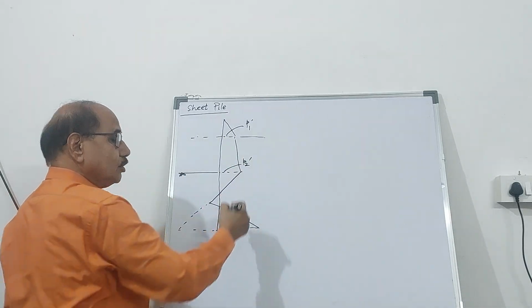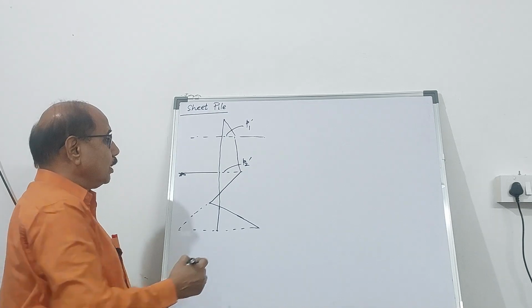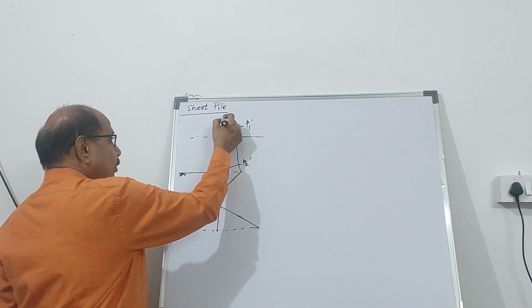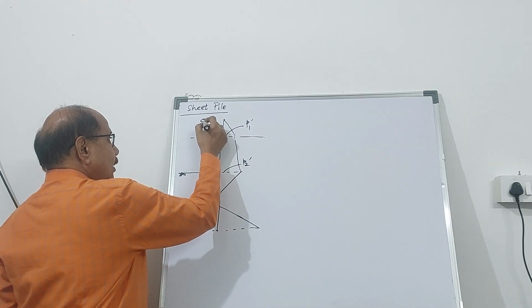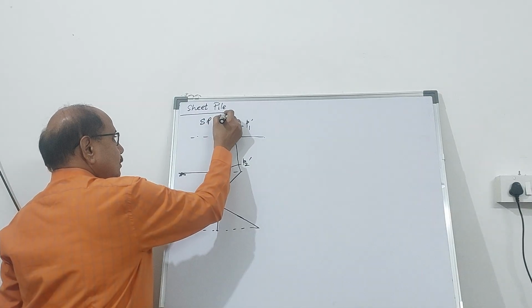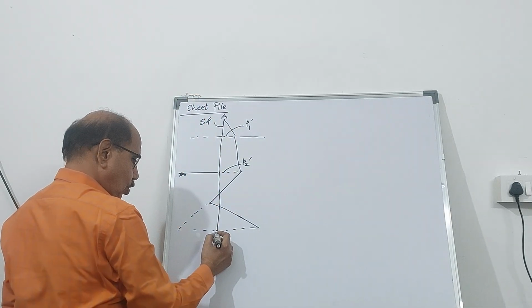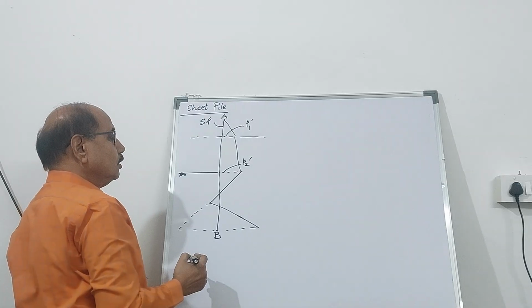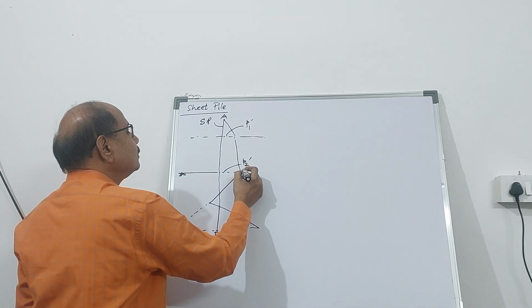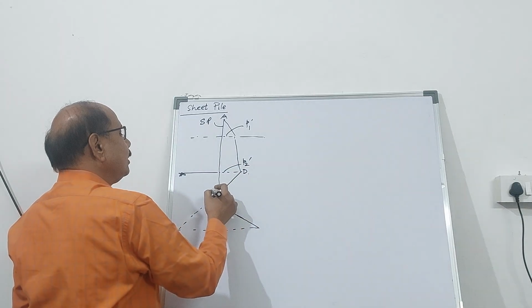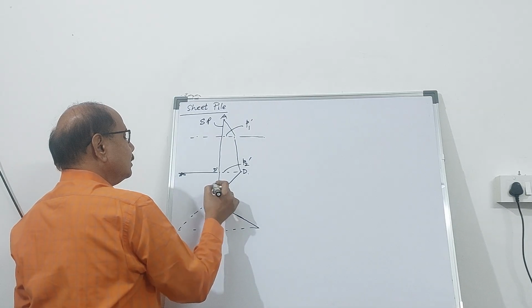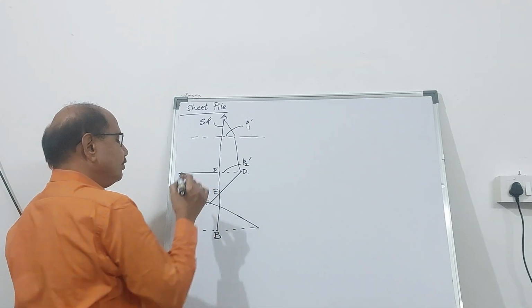This was the pressure distribution diagram across the height of a sheet pile. This is the cantilever sheet pile. This is the sheet pile, right? And the top is A, bottom is B. You can call this point as D, this point as E, this point as F.